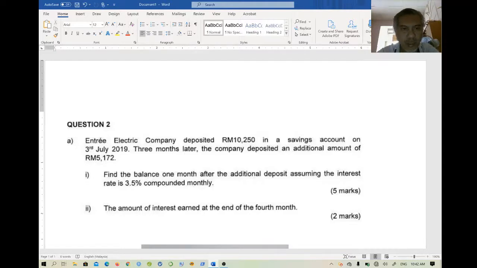The question states that Electric Company deposited 10,250 ringgit in a savings account on 3rd July 2019. 3 months later, the company deposited an additional amount of 5,172 ringgit. The first question asks you to find the balance 1 month after the additional deposit, assuming the interest rate is 3.5% compounded monthly. The second part asks you to find the amount of interest earned at the end of the 4th month.